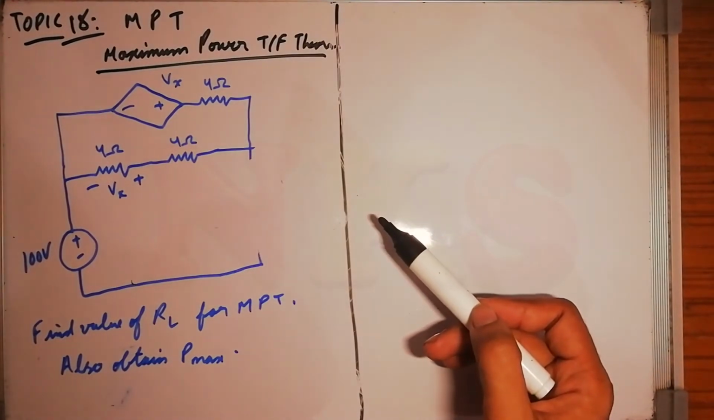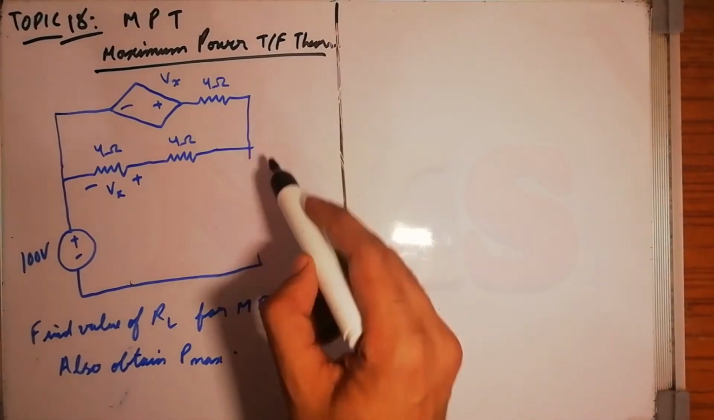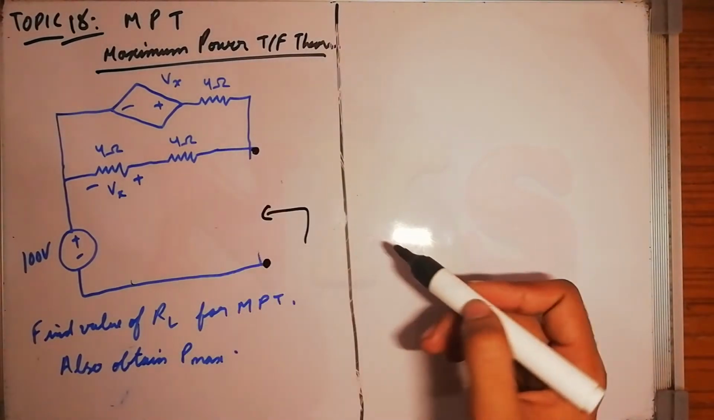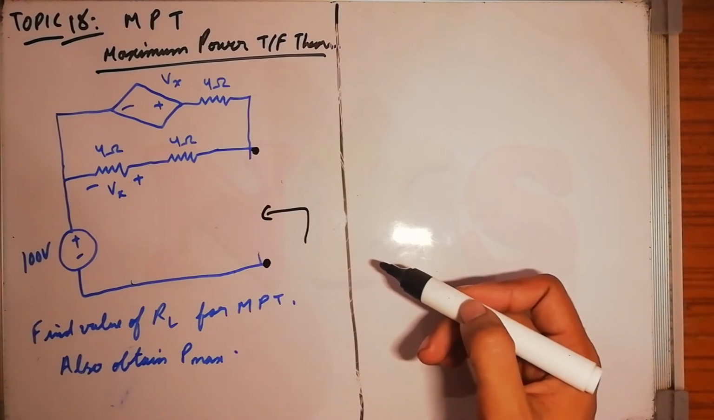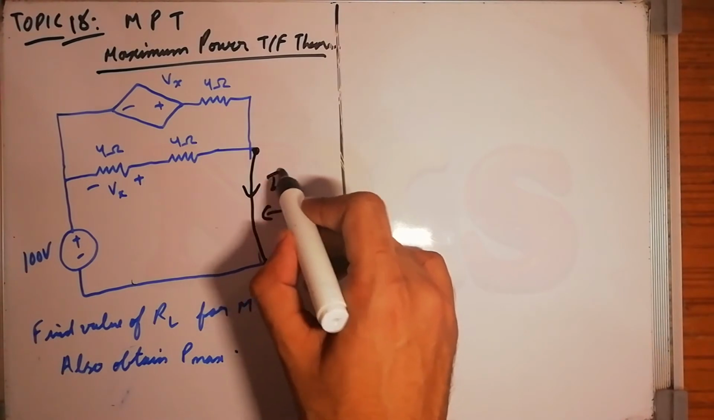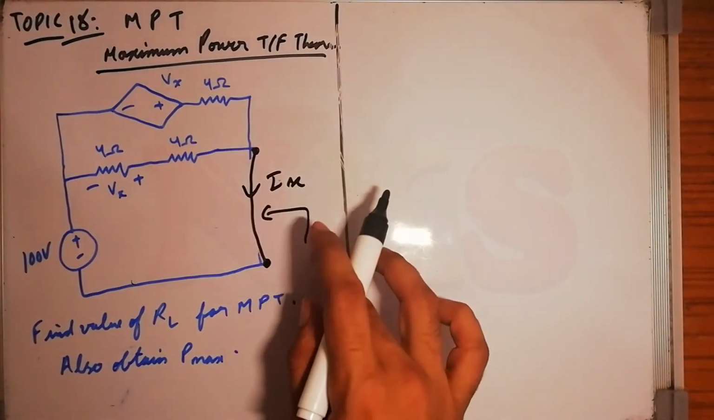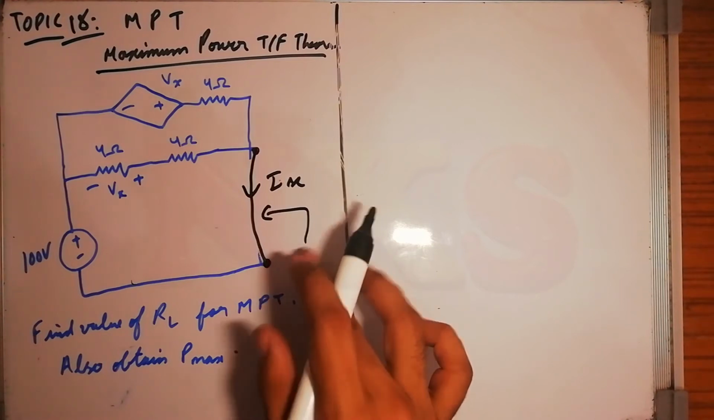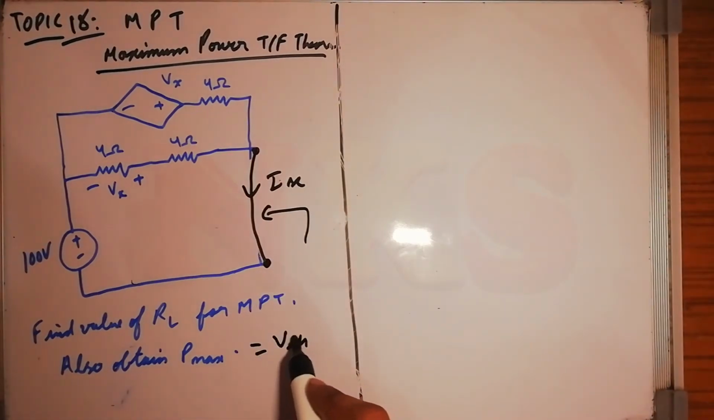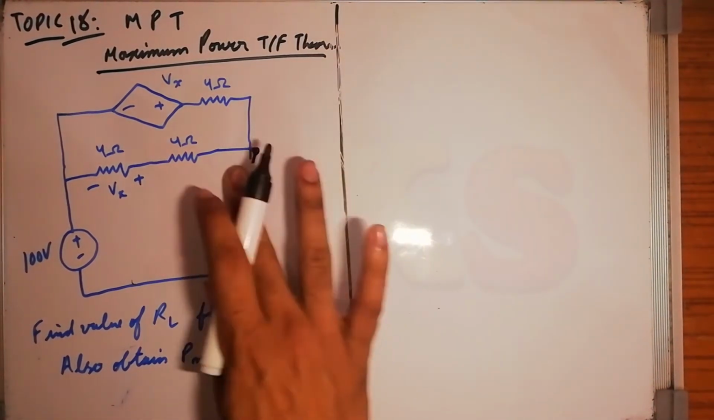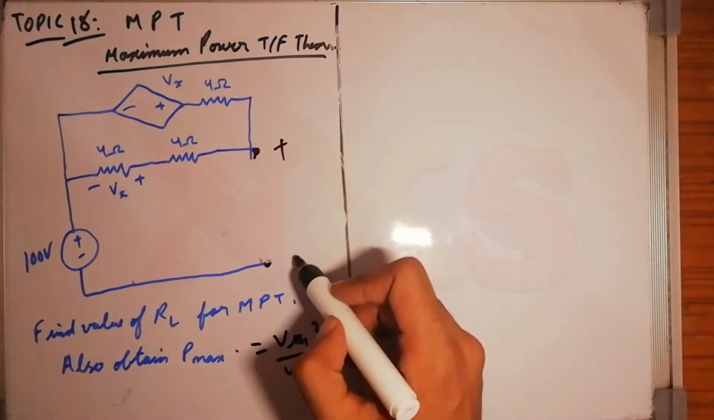So first let us find out the Thevenin equivalent of this network, looking from here. Let me use method 1. In method 1, you have to find this current, and you also have to find the VTH. And for maximum power we need VTH square by 4 RTH, so we have to find the VTH also. So first we will find out the VTH. Let us say this is VTH.